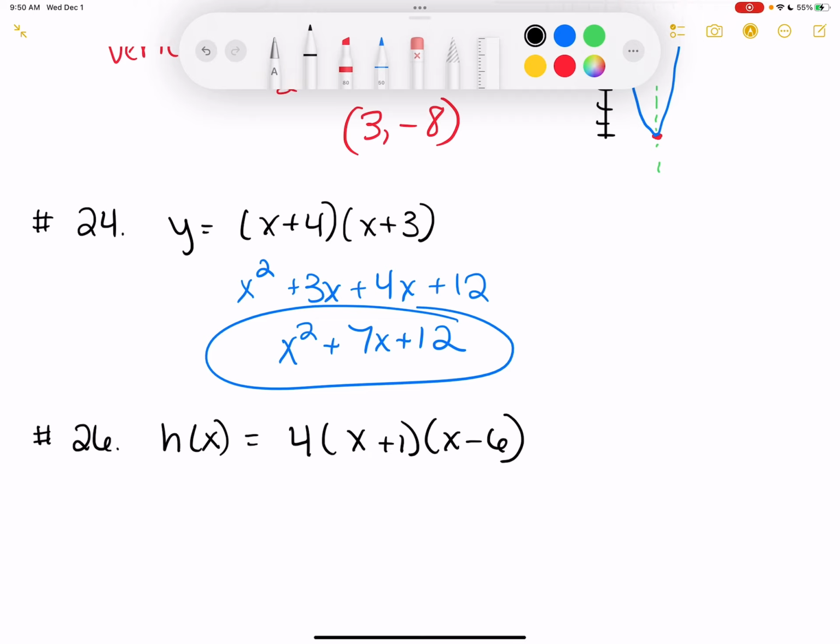So with this one, we're still gonna FOIL this part first, and then we'll just multiply everything by 4 after that. So you're gonna end up with 4 times, and then y'all can tell me what this FOIL gives me. x squared, plus minus 6x, plus 1x, which is x.